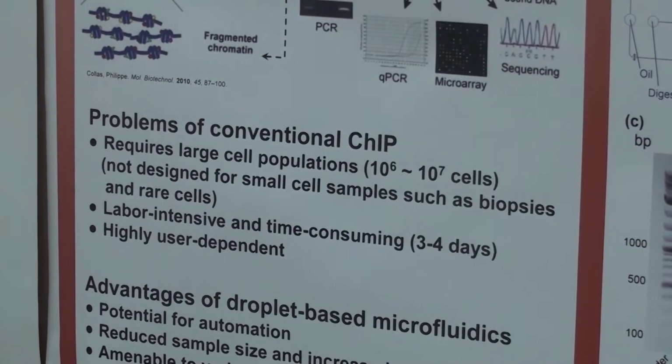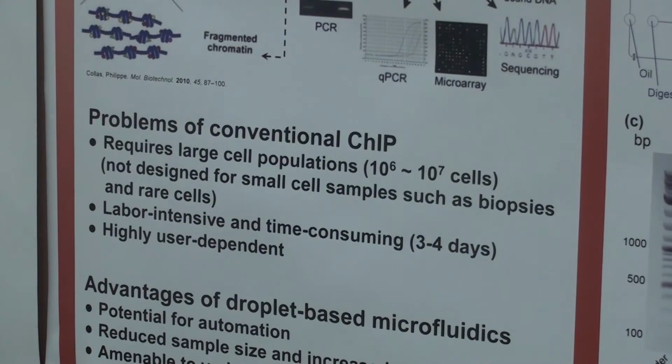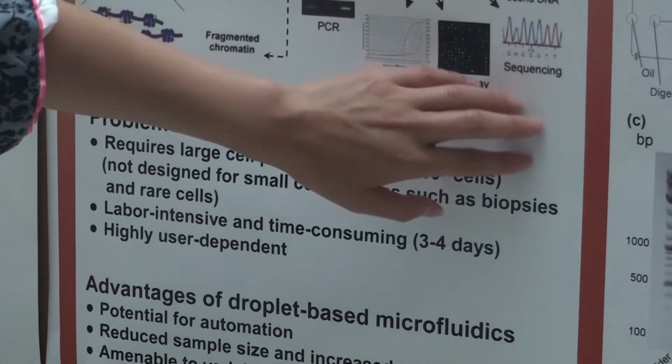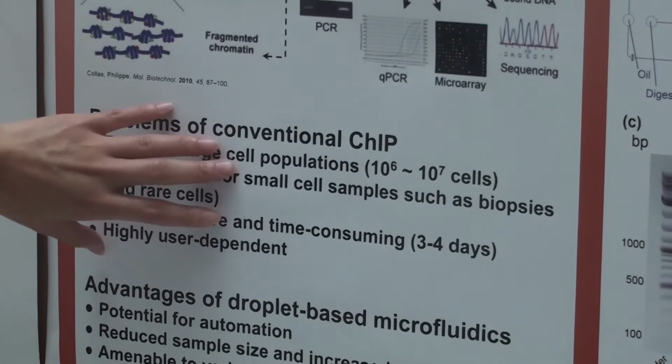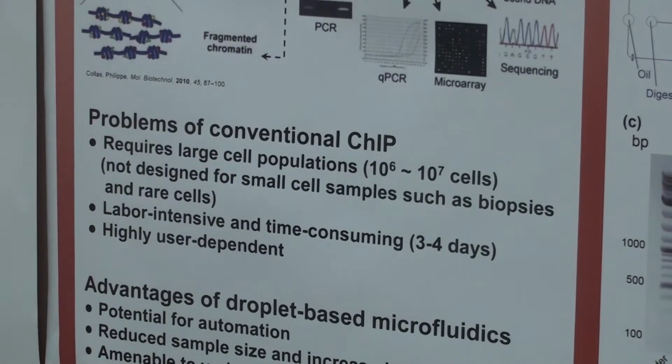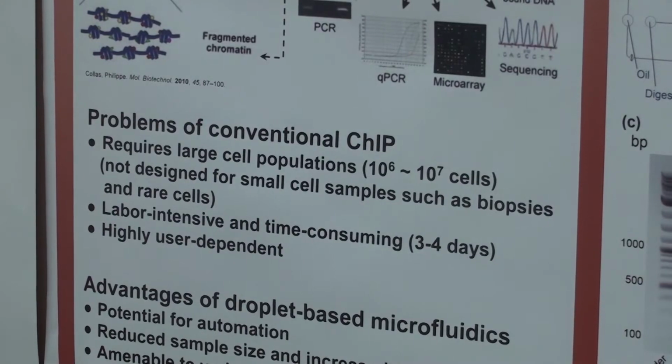So let's say you struggle a lot to get your cell samples. You want to run a sequencing to find out something behind that. But then you realize that this technique cannot do your job with such small cell samples. This will be really disappointing.